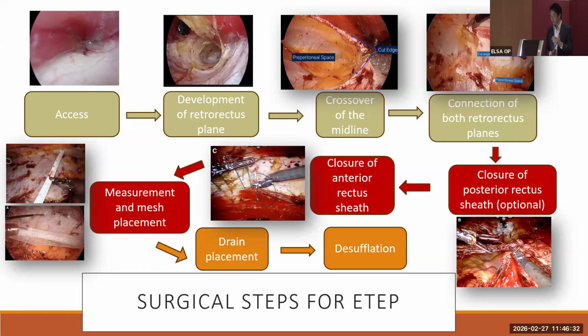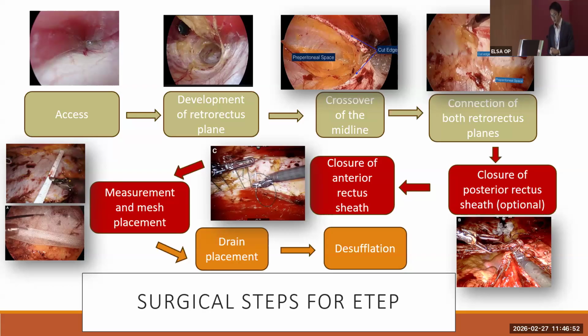Okay, to do it smoothly and to do it correctly. Once you get over to the contralateral side, you connect both retrorectus planes, you dissect the contralateral retrorectus plane, and you get both retrorectus planes fully dissected, down laterally to the linea semilunaris. There's closure of the posterior rectus sheath.